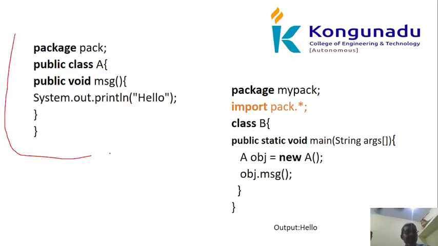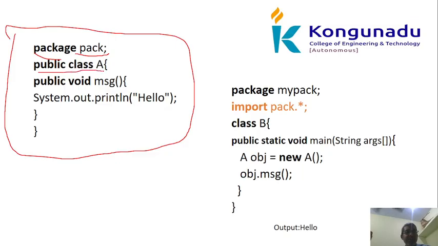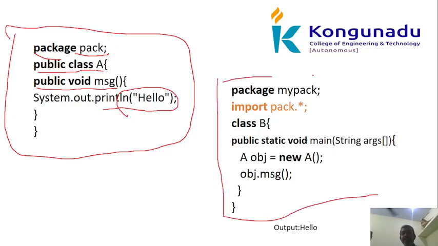Consider this is the package one program. The package name is pack, and the class name is class A, which has public access protection, and it has one method named message. Within this method I am going to print the value hello. Next, I am going to create another package. This other package name is mypack. Remember, it should not be the same package name.